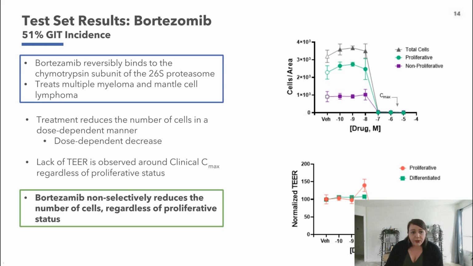So here we can conclude that bortezomib non-selectively reduces the number of cells regardless of proliferative status. And this makes sense with its mechanism of action because it's going to target all metabolically active cells. So it doesn't matter if they are proliferative or not.